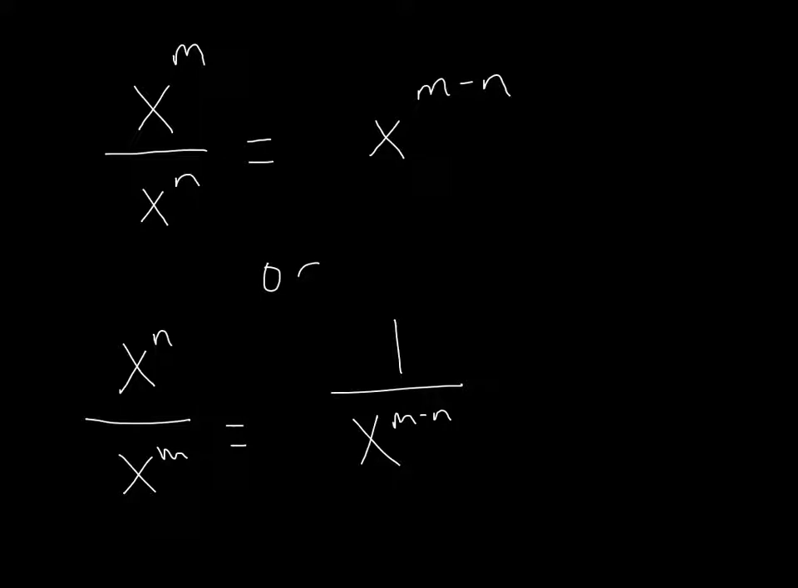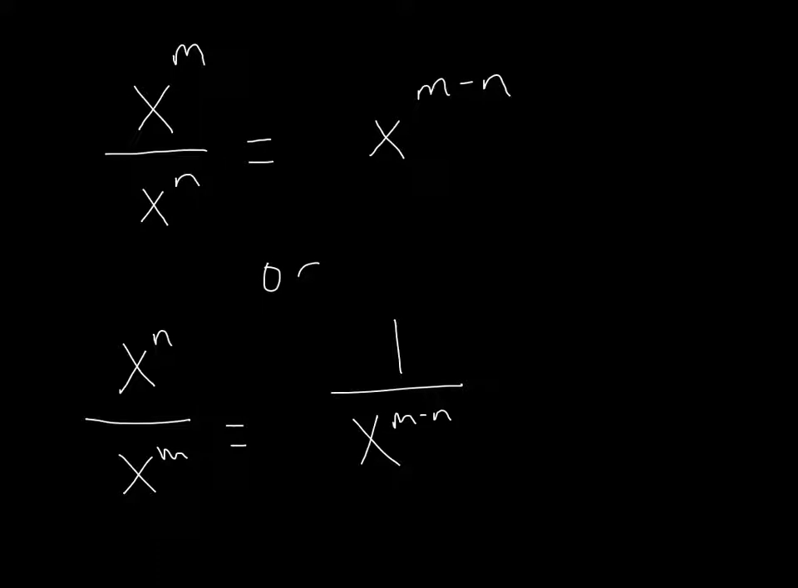Unit 4, Formative 1, Day 5, Dividing Exponents. Okay, so x to the m over x to the n equals x to the m minus n. We had to add the exponents when we were multiplying. So when you're dividing, it's actually subtracting the exponents.